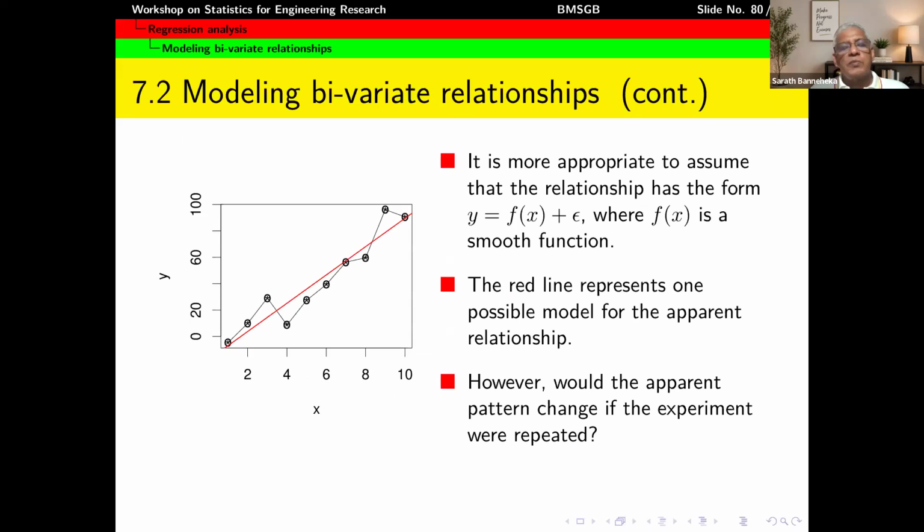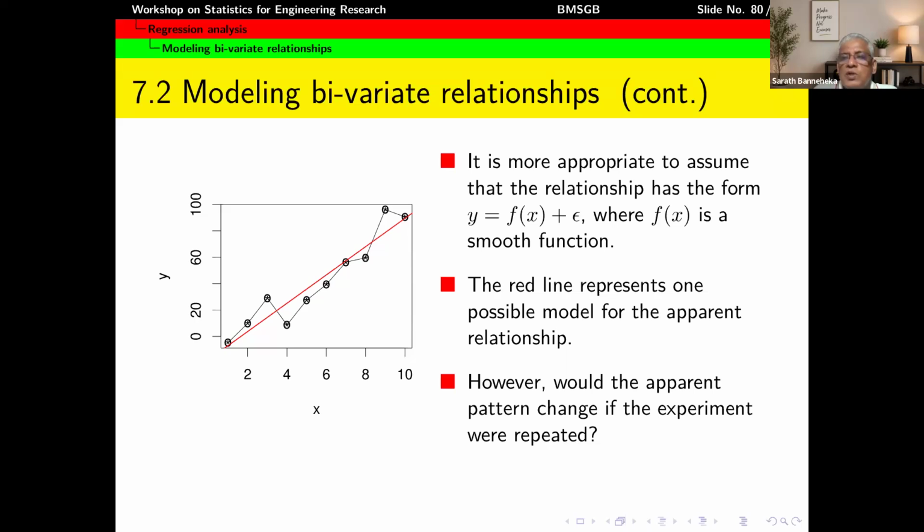Because it looks like a straight line relationship, right? There is evidence of a straight line relationship. We might assume that y is equal to f(x) plus some epsilon, where f(x) is a smooth function. It might be a straight line, or it might even be a curve. So here I have drawn a straight line. That is one possible model to consider.